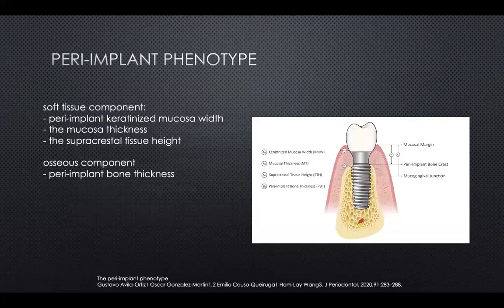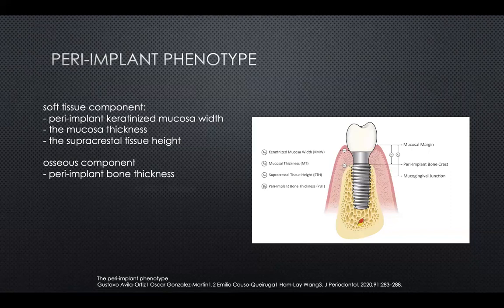So with that, we finished the talk about guided surgery, and we're going to talk briefly on another subject now, which is called the peri-implant phenotype, or the tissue phenotype around the implant. What we mean by phenotype is the morphology and the anatomy of the tissue, mainly soft tissue around the implants. So what is this implant phenotype? It has two components, a soft tissue component and an osseous component. We will look at both, but mainly we're going to focus on the soft tissue component.